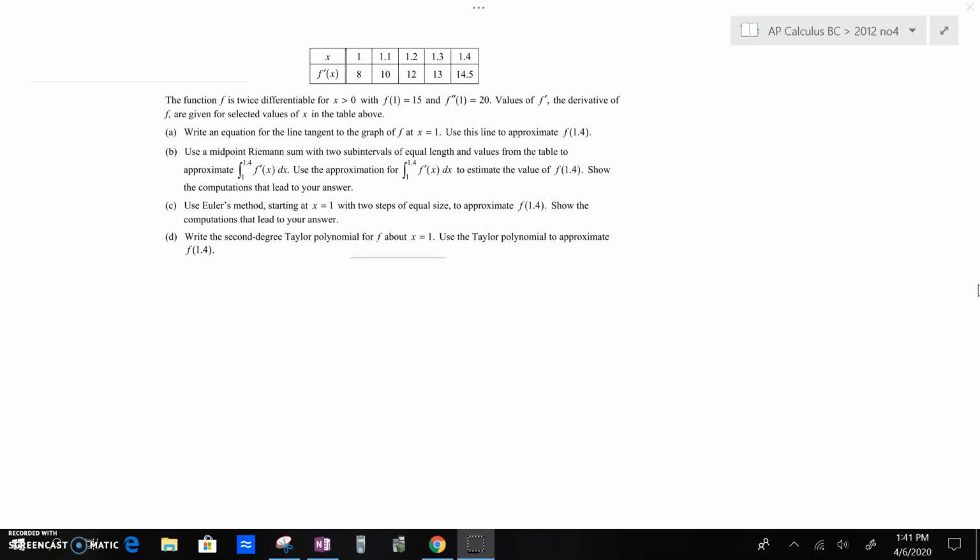And so they're not actually telling you what the function is. You're never going to know what the function is. You do know what f of 1 is on the function. They give you that value to be 15. They then give you this table of information of the x values and the associated slopes. And they give you some other information, then give you 4 different prompts, A, B, C, and D.